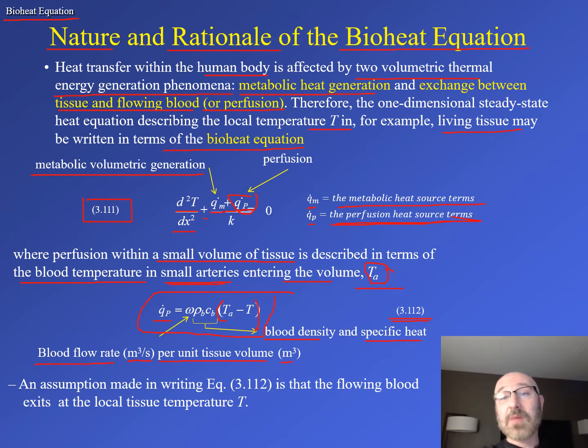Now, an assumption that we make when we write out equation 3.112 is that the blood flowing out exits the local tissue at the temperature T that we see there.